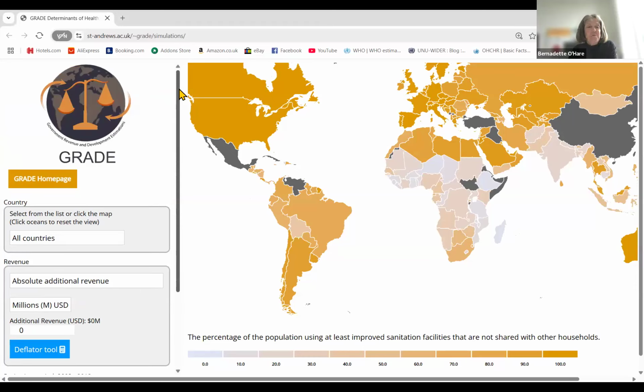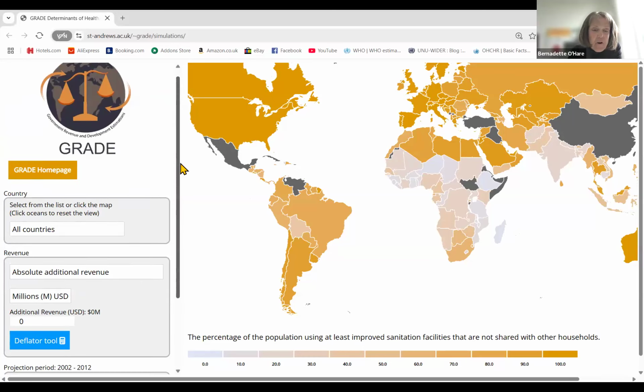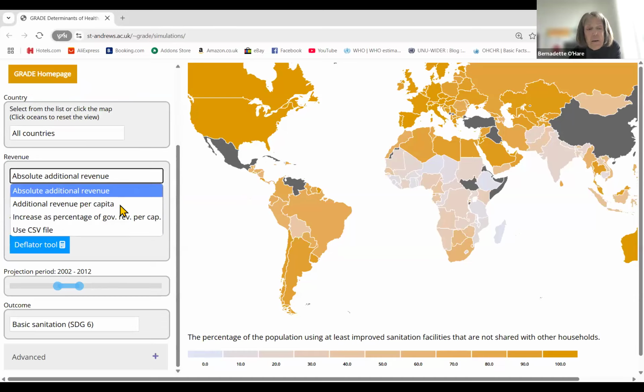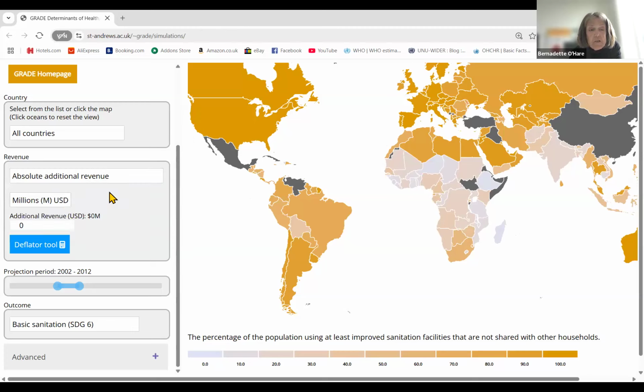So this is what the model looks like. On the left-hand side, there are 4 panels. The first one allows us to input the country that we're interested in. The next panel allows us to input the revenue, and I use secondary sources, of course, and it comes in many forms. It could be in terms of absolute additional revenue, $100 million. It could be additional revenue per capita, or as a percentage of government revenue. Or indeed, if we have a large data set, we can upload it as a CSV file. But for today, I'll just talk about single country estimates.